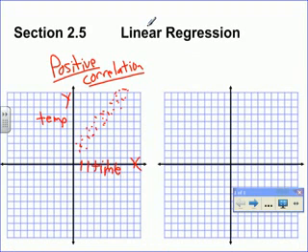Now, what would be something that would maybe go down over time? Maybe if you do the temperatures in the evening, say if you started at 8 o'clock, then you take 8 p.m., 9 p.m., 10 p.m., it's going to keep getting a little cooler.